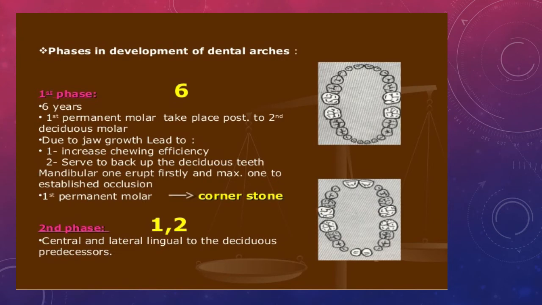Phases of development of dental arches. We have six phases. The first phase is at 6 years. The permanent molar takes place posterior to the second deciduous molar due to jaw growth, leading to increased chewing efficiency. The mandibular one erupts first, a landmark to establish occlusion, and the first permanent molar is the cornerstone. Second phase: the central and lateral incisors erupt lingual to their deciduous predecessors.